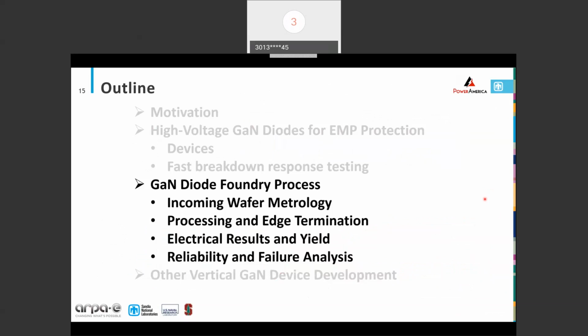So that takes me to the second half of the project, which is the work on the GaN foundry process. So I'll talk about these various subtopics here.